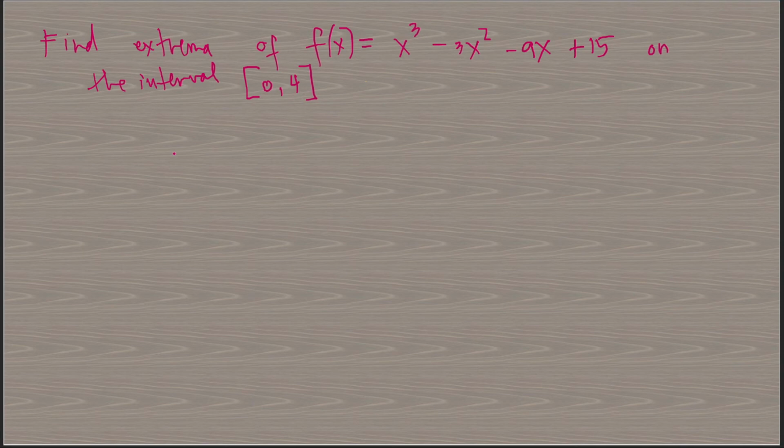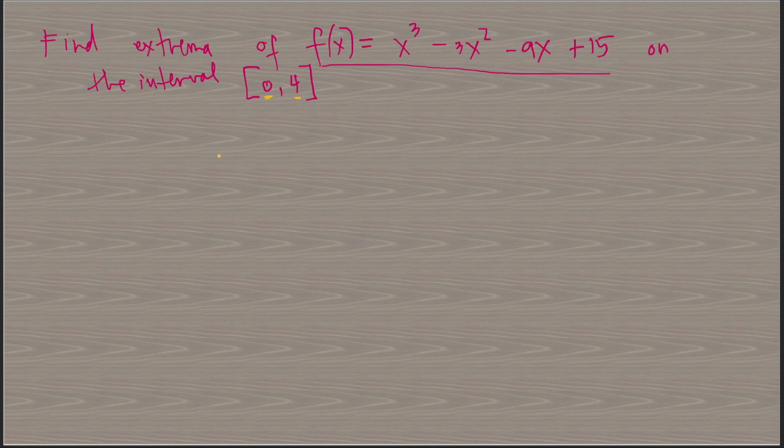Extrema means we will find the minimum and the maximum. So we need to evaluate this function at 0 and 4. Why do we need to evaluate this function at point 0 and point 4? Because we are given an interval and it is a closed interval. And remember, when you have a closed interval, the endpoints are included. So in other words, 0 and 4 will be considered also as critical numbers.